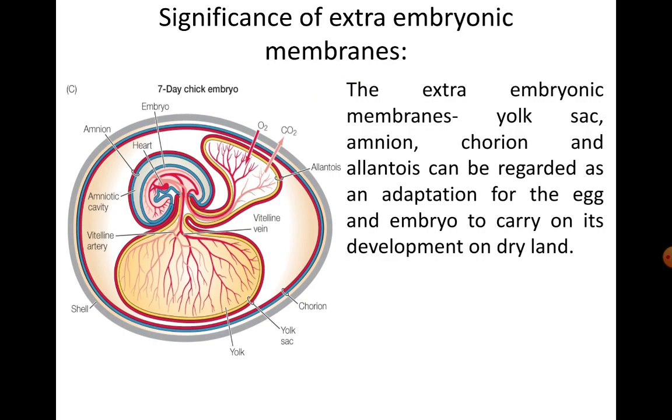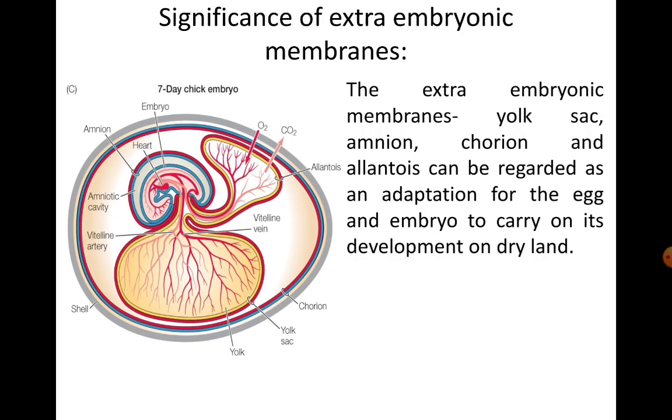Now what is the significance of these membranes? These membranes, the fetal membranes like the yolk sac, the amnion, the chorion and the allantois, can be regarded as an adaptation for the egg and the embryo to carry on its development on dry land. We know that these shelled eggs are laid on the land when these animals were forced to move from aquatic environments into the terrestrial environments.